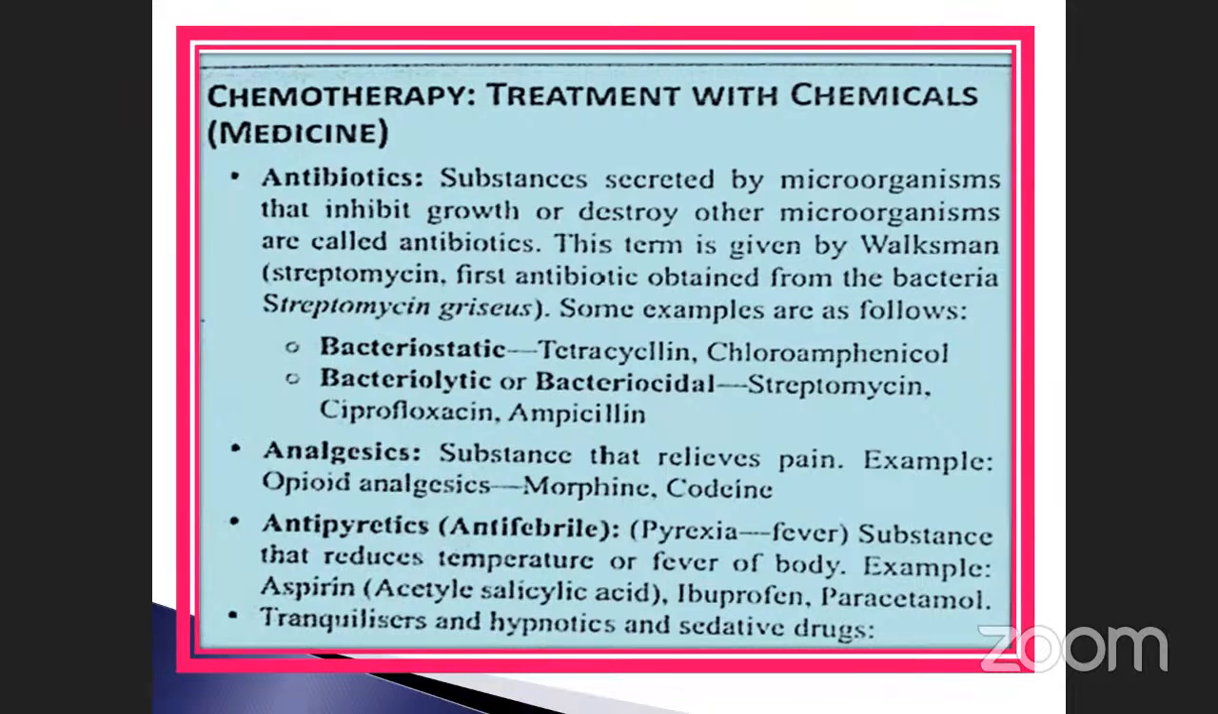Okay, and antipyretics, antifebrile. Pyrexia means fever. Substances that reduce the temperature or fever of the body. Examples, aspirin. Sometimes they may ask questions: aspirin's chemical name is called what? Acetyl salicylic acid. Note it down. Very, very, very, very important one. Acetyl salicylic acid. Aspirin, acetyl salicylic acid.